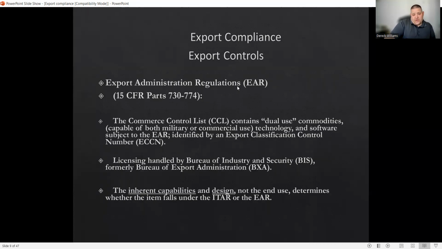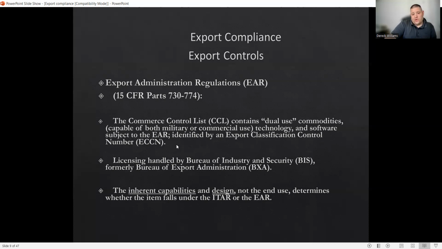EAR, Export Administration Regulations, is controlled by 15 CFR, Part 730 through 744. Again, that's your list of requirements. Their items are listed under the CCL, the Commerce Control List, which contains all those dual use commodities. Some of those are capable of military or commercial use, or both. They might include technology, software, et cetera, that are subject to the EAR, and they're identified by an export control classification number, ECCN.